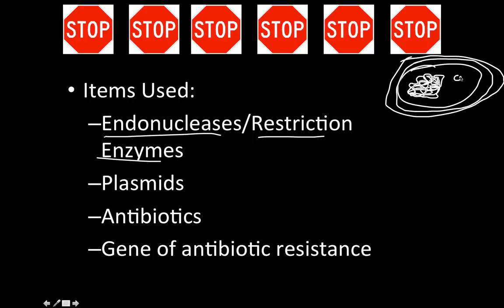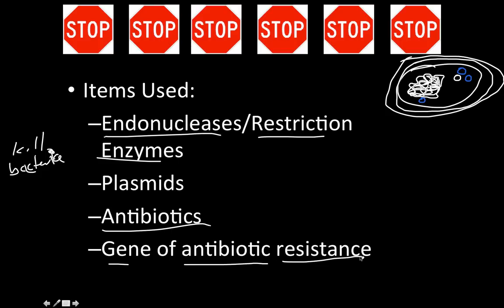Okay, but they also have these things called plasmids that are small circular pieces of DNA. Here, let me use another color here. So small circular pieces of DNA, those are plasmids, and they can have a bunch of different plasmids on them. It's all just small circular pieces of DNA. Next one is antibiotics. Antibiotics, remember, kill bacteria cells. And then our last term is a gene of antibiotic resistance.